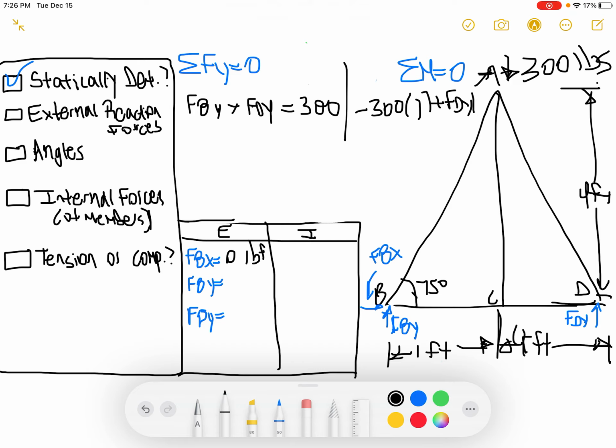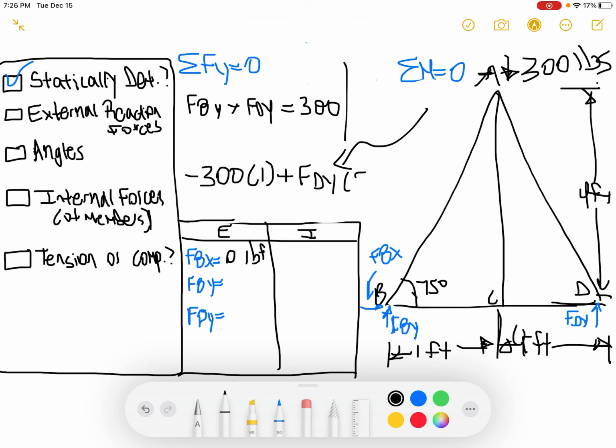Now, we're really running out of room here. I don't know what to do. Let's try to write this. Oops, thought I was on eraser. We will write this down over here. So we had negative 300 times 1 plus FDY times 5 equals 0 because of this equation.